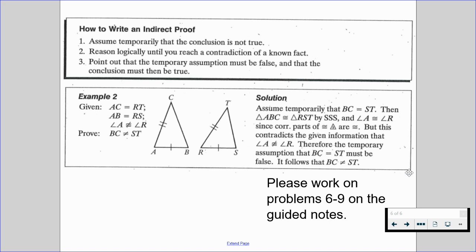Please work on problems 6 through 9 on the guided notes. This is a topic that I find students really enjoy because you get to assume in the beginning and then prove something to be false and make those contradictions. And it's quite fun when you make those contradictions within a logical process.